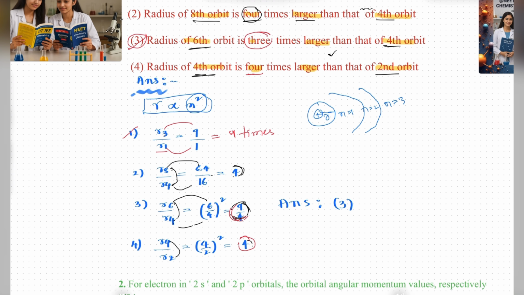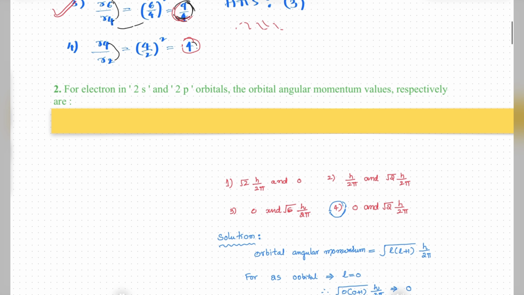Any doubt in this question, students? If any doubt, please comment. Okay, that is question number one, proportional to n square. So we'll go for the second question here.